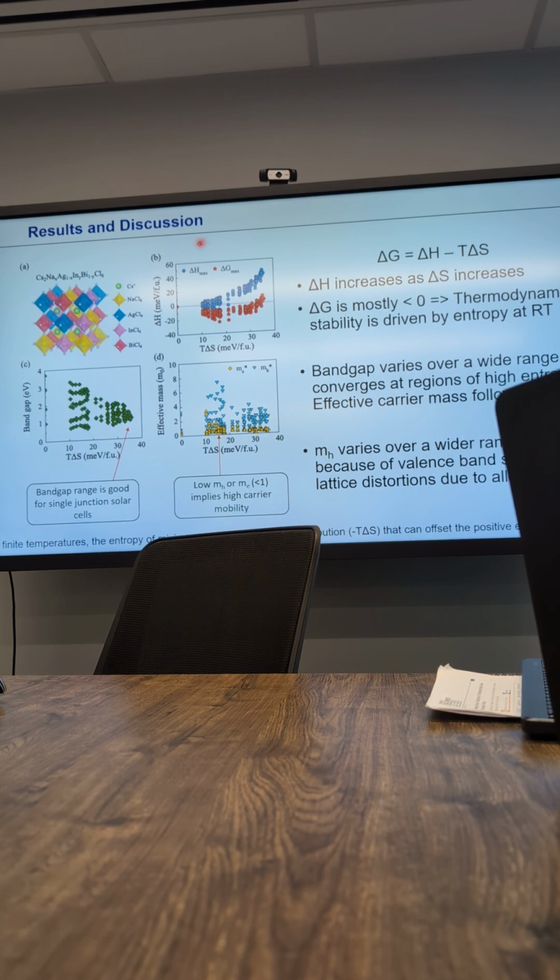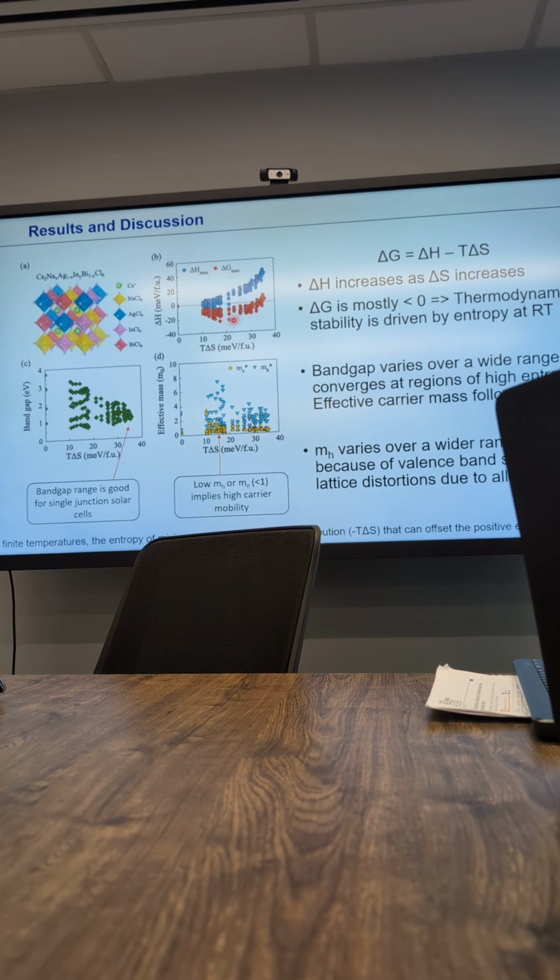But then let's go into the thermodynamics. This figure B shows the relationship between the formation energy and the entropy. For all of these simulations, all these dots here are different structures that they simulated. And they realized that most of these structures had a positive enthalpy, right, as you can see from here. And then the entropies typically were less than 0, right?